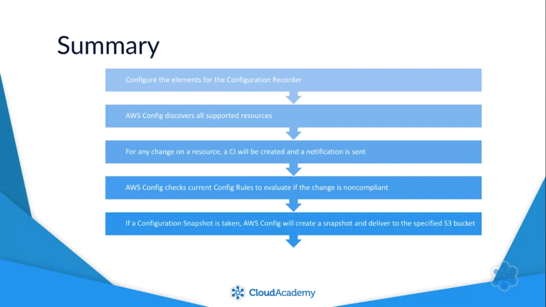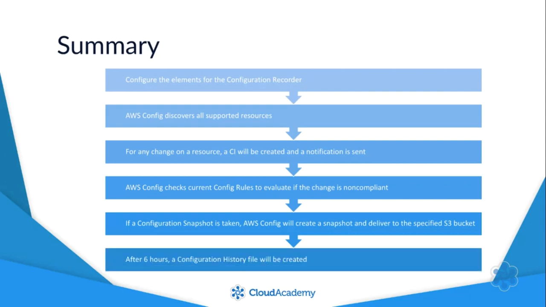If a configuration snapshot is taken, AWS Config will create a point-in-time snapshot of the resources with new CIs and deliver this configuration to your specified S3 bucket within the configuration recorder. After 6 hours has passed from turning on AWS Config, a configuration history file will be created for each resource type and again sent to your specified S3 bucket. The configuration file will be sent every 6 hours from that point.